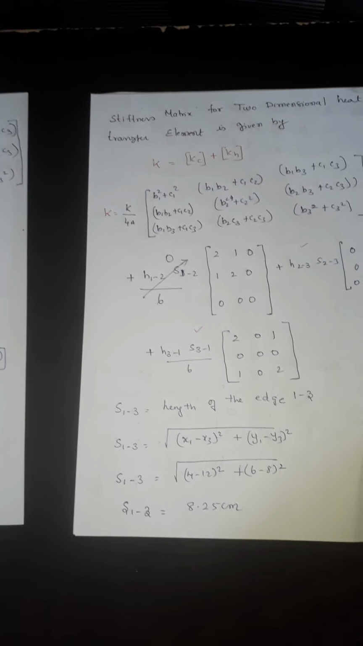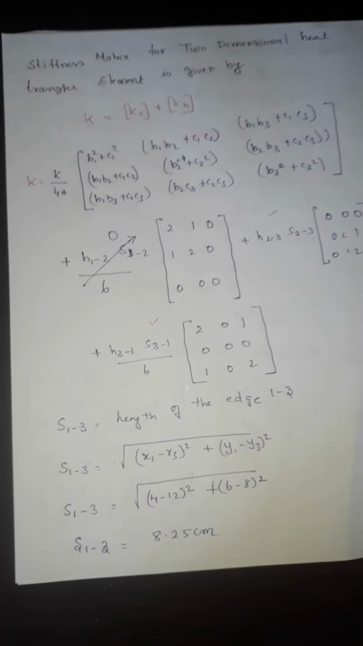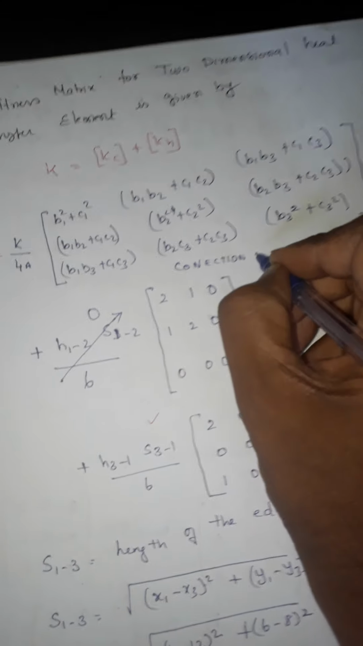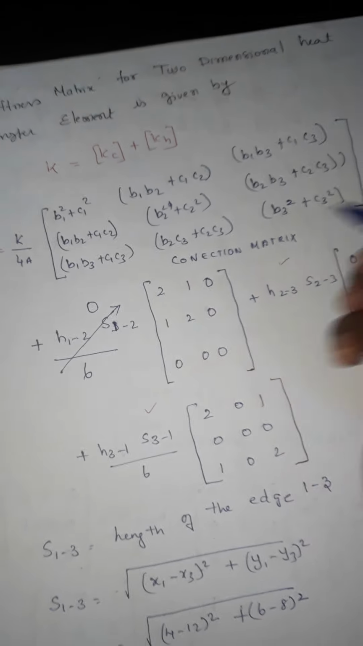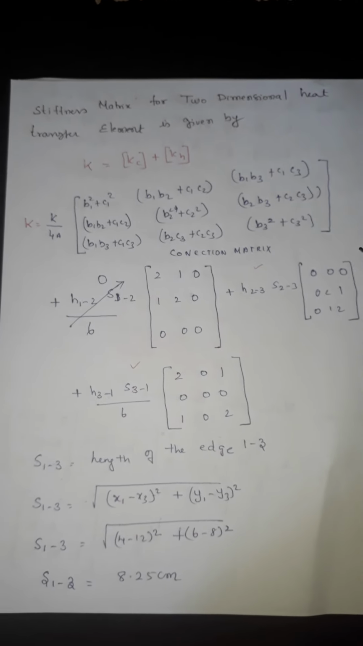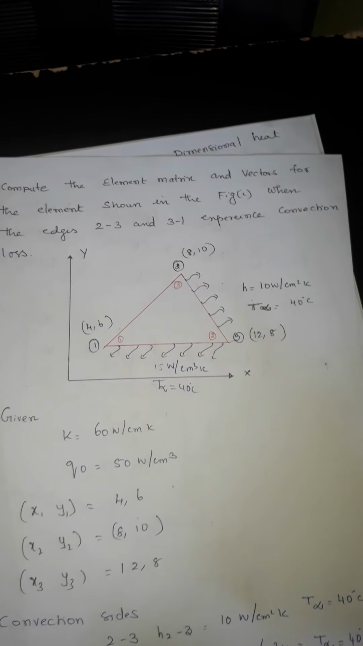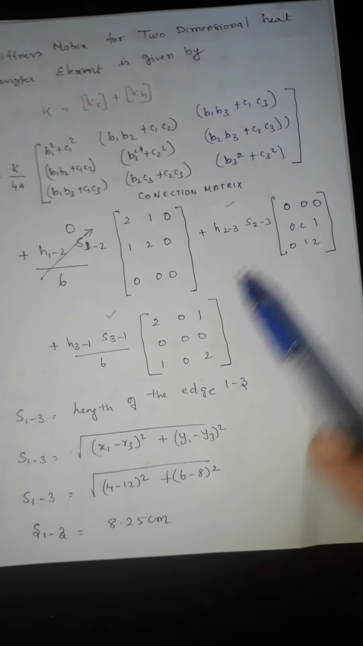Now we have to go for the convection matrix. This is the convection matrix already seen, the convection matrix for 3 sides. Here, this and this hold, because there is no convection on the 1, 2 side. This side there is no convection given, so that formula can be neglected. There is no such convection happening on the side 1 and 2. So I have cancelled this and this remains.